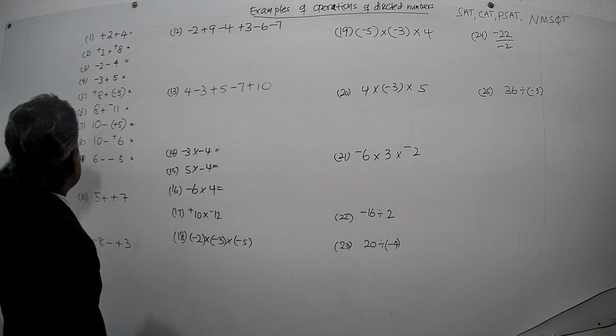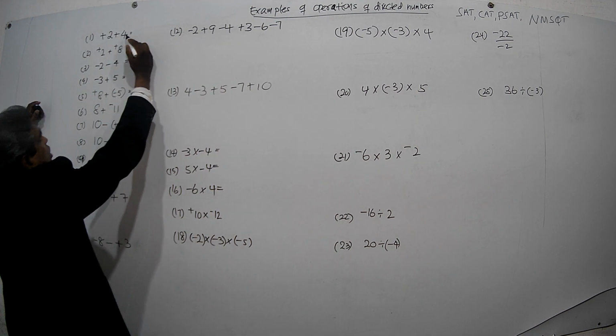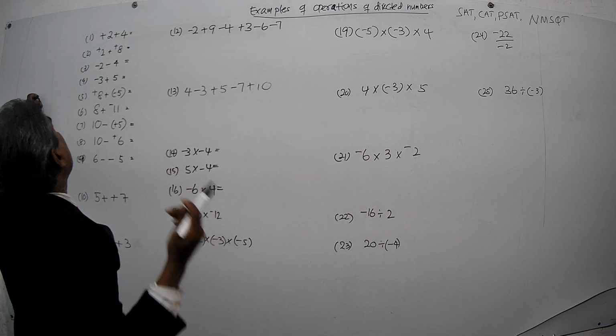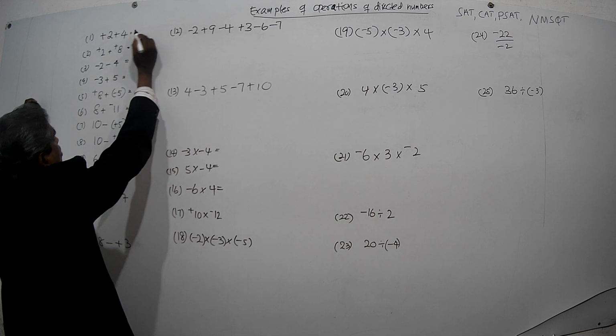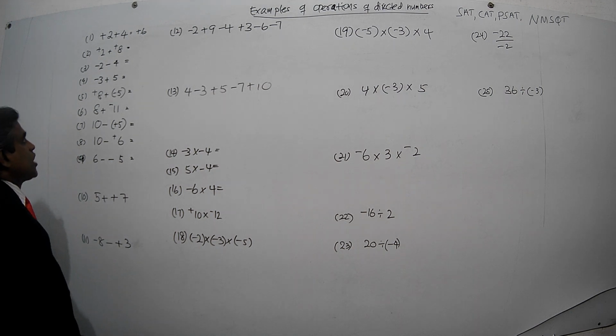Now look at the first example. There's plus 2 plus 4. Here there are two numbers of the same sign. The same sign is plus. According to the rule, two numbers of the same sign are added and given the same sign. Here you add 2 and 4, and plus 6 will be the answer. Right.